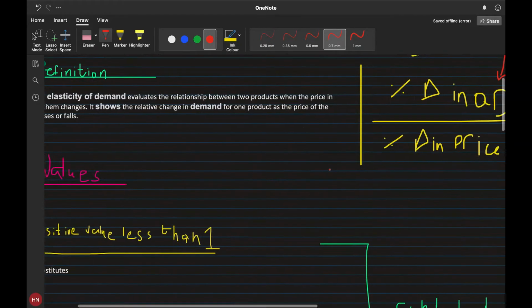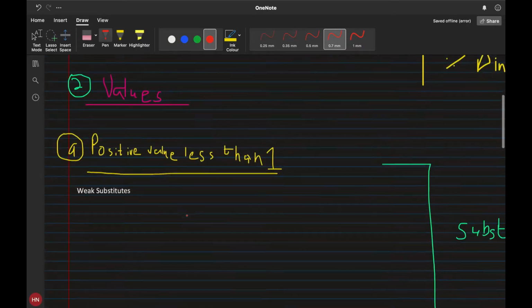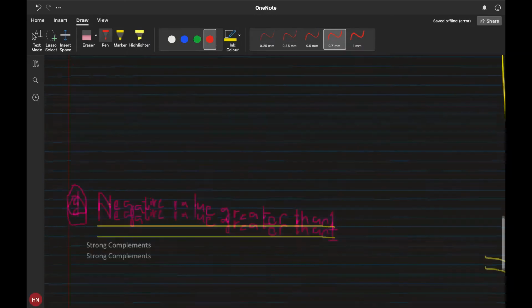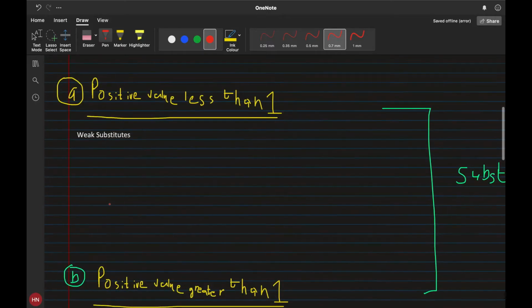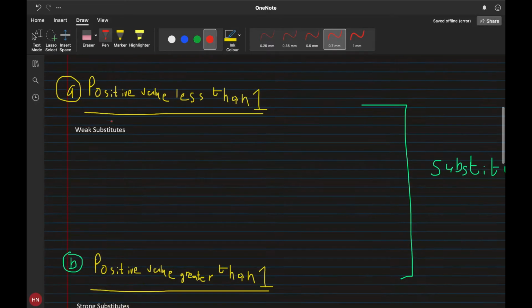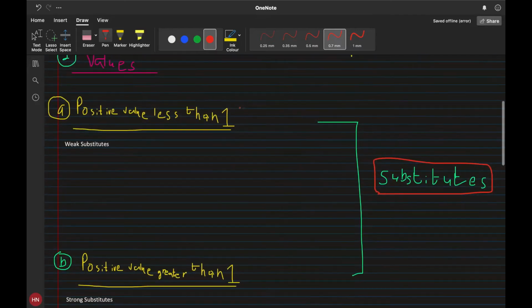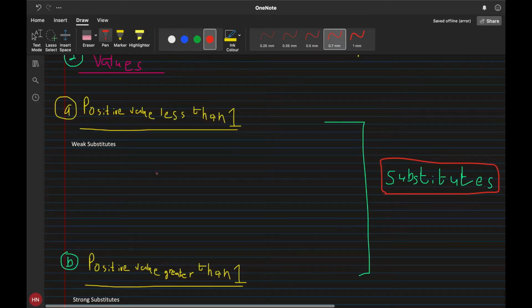Now moving on to the values. So we have four different categories here in total, and we'll look at the first two first, obviously. Both of these categories lie under the region of substitutes. Basically, let's say you have two different goods, Pepsi and Coke, those are substitutes. And chicken and meat are also substitutes, but there's a difference here.